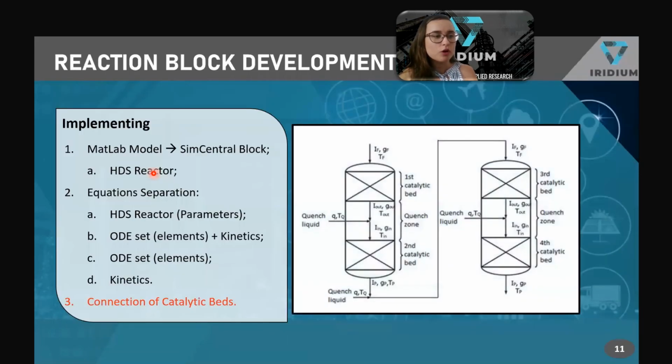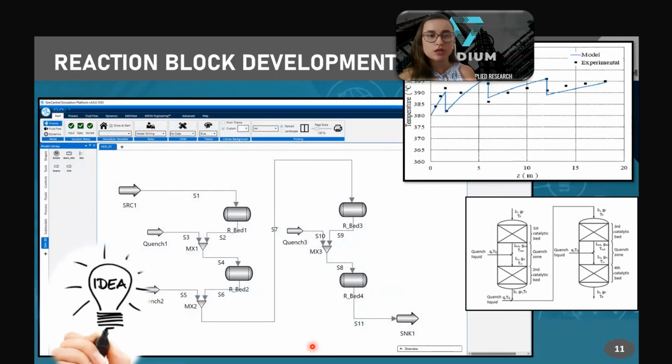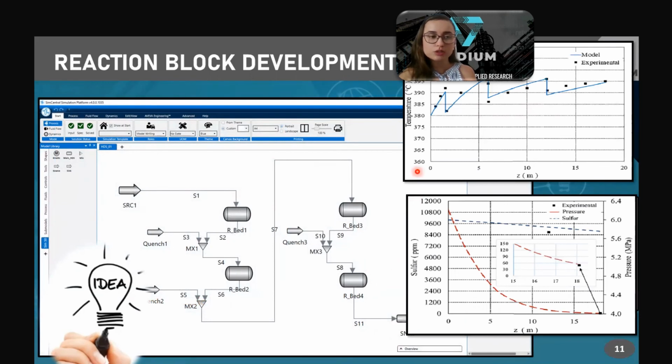We aim to develop the entire reaction section described in Tavernard et al. 2020 work. The final idea of the HDS process flowchart is this view on the canvas. That is, at the end of the implementation of all the beds, including the quench zones, the hydrodesulfurization block must be able to reproduce an industrial temperature and sulfur removal profile.